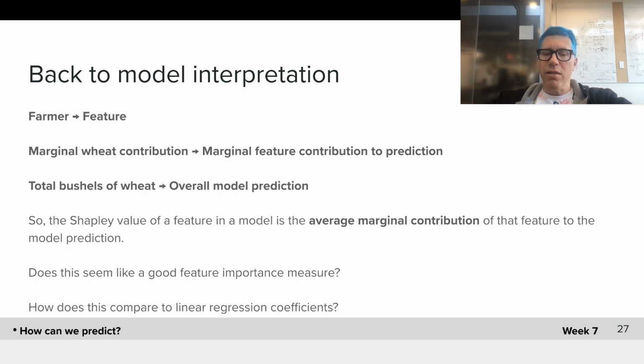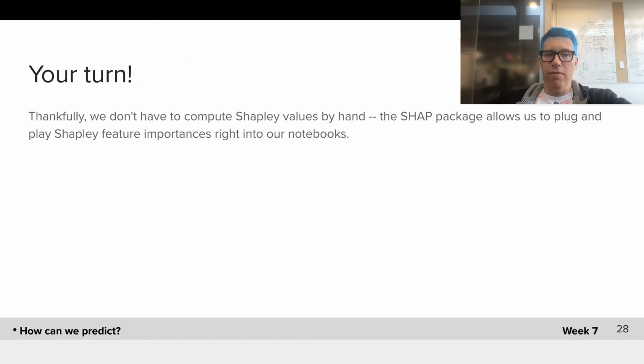And how does this compare to linear regression coefficients? Now, it's solving a very different problem. It's asking, in this overall nonlinear interesting setting, what are the marginal contributions of the feature? Now it's your turn. Thankfully, we don't have to compute Shapley values by hand. The Shap package allows us to plug and play Shapley value importance right into our notebooks. Your turn to try.